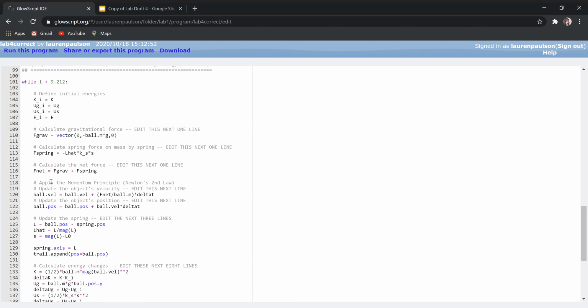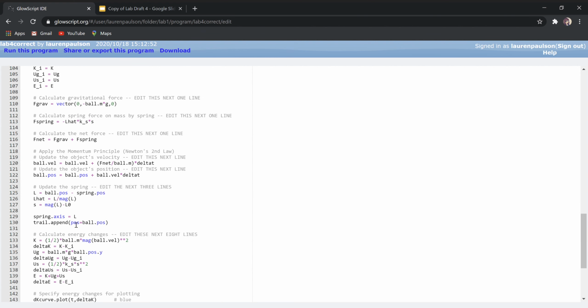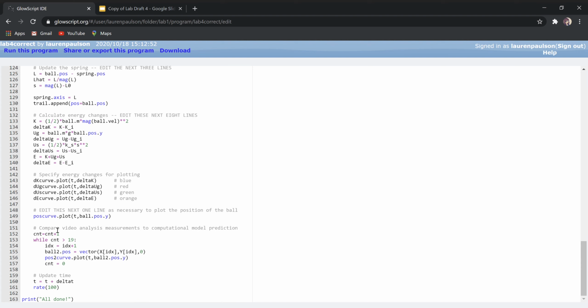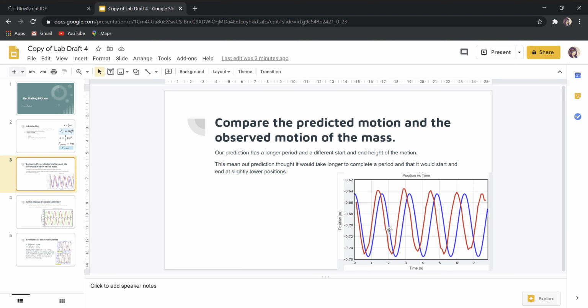Then I went through and set all these equations equal to each other so that the velocity, position, and energy changes updated. And then as we run it, we get a position versus time graph that looks like this. Now, how did our predicted motion change compared to our observed motion?